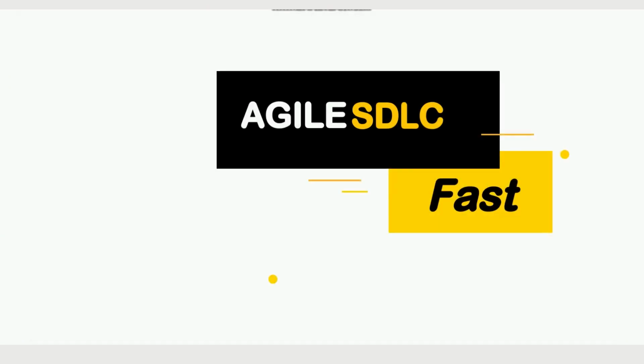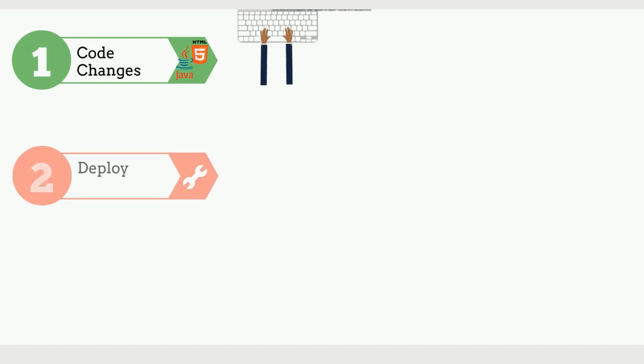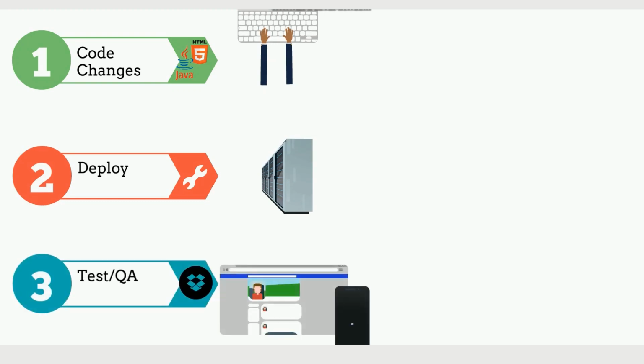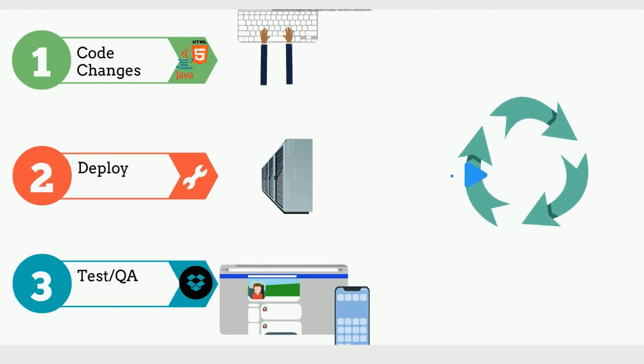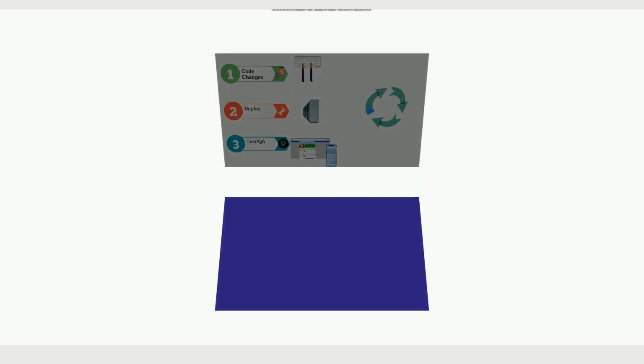Agile SDLC puts extra stress on the ops team. There will be regular code changes. These changes need to be deployed on the servers so testers can conduct their testing. And this happens several times in a single iteration. Like that, you have several iterations to go.